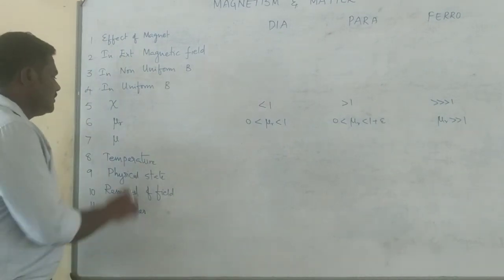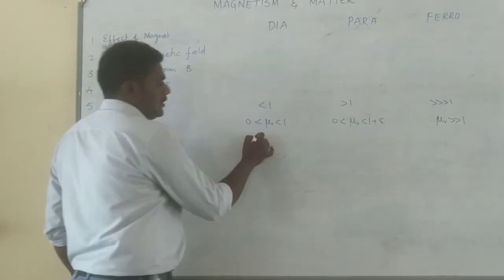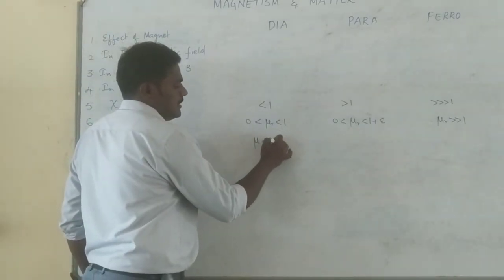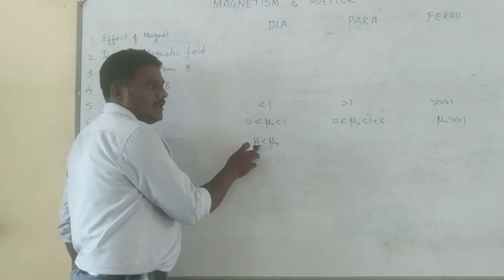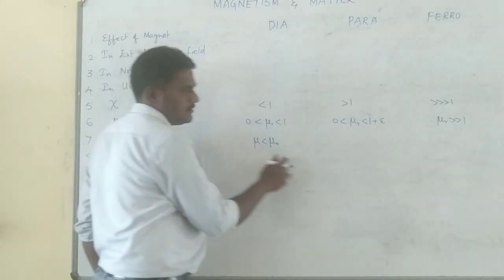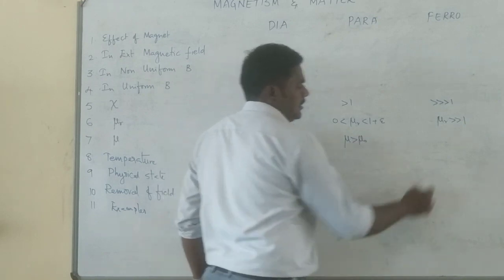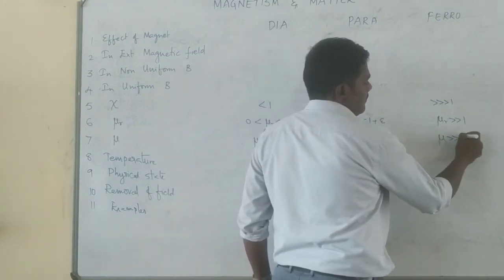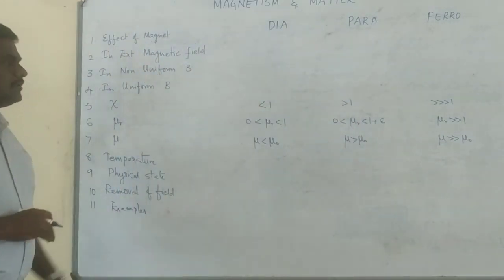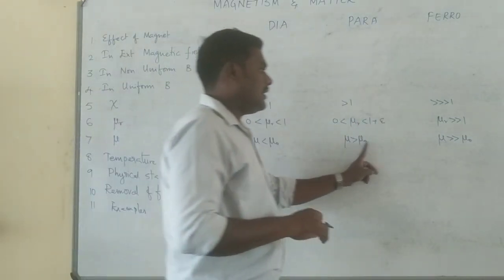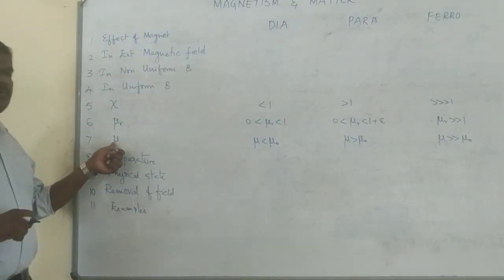The mu is known as the permeability of the material. For dia, the permeability of the material is less than the permeability of free space, meaning compared to free space, its allowing of magnetic field lines is very less. For para, it is slightly greater than mu naught. For ferro, it is far greater than mu naught. So you can compare the things. This is for dia, this is for para, and this is for ferro. So this is about permeability.